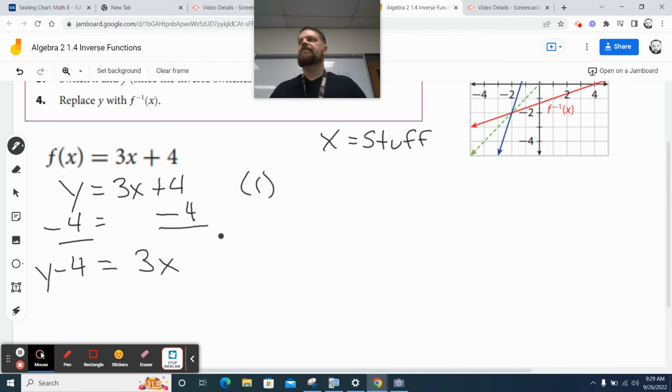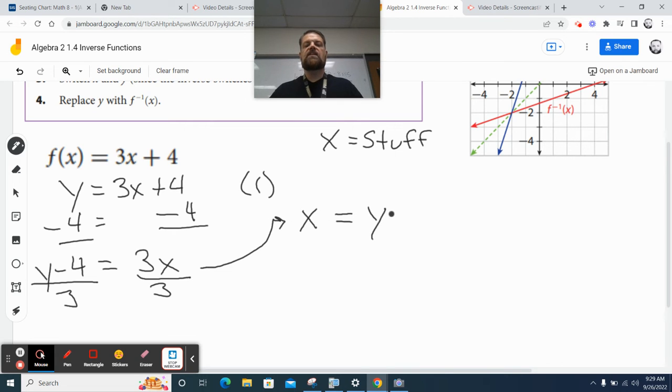How do I move the 3? Divide. Right? 3x means 3 times x. The inverse of multiplying is divide. So what's 3 divided by 3? No. 1. What's 1 times x? X. So I'm going to rewrite it over here because I'm running out of space. X. And then we just leave everything else the same. Y minus 4 over 3.